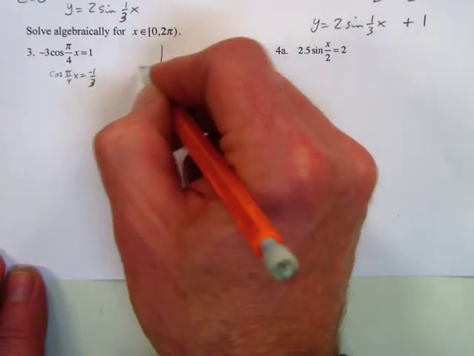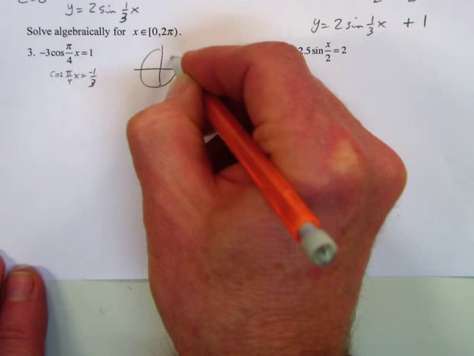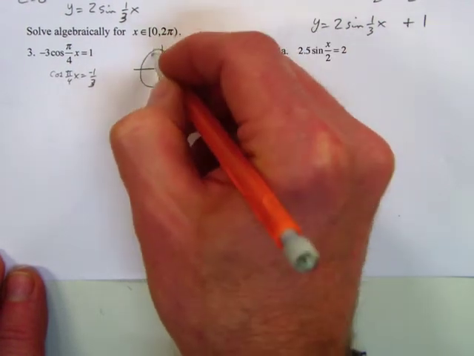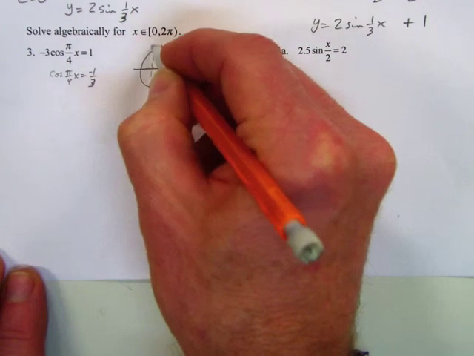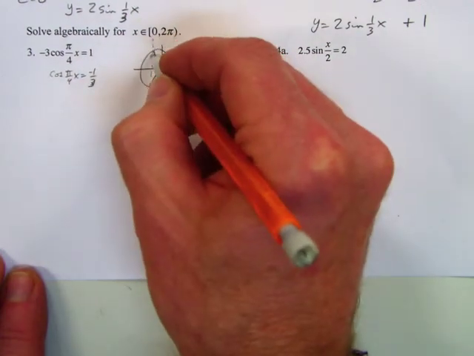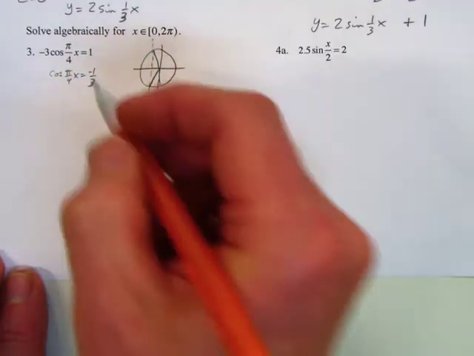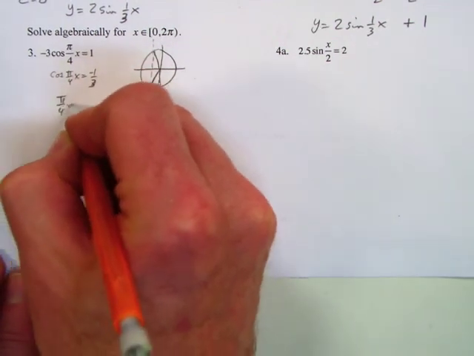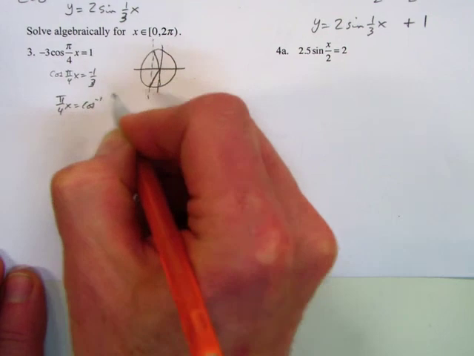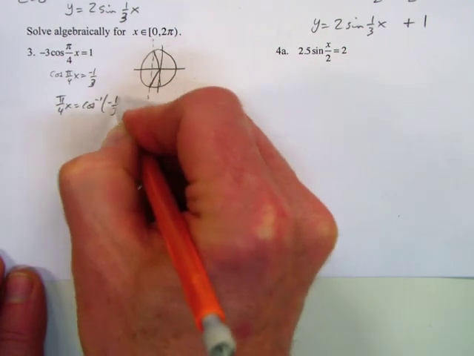We're still going to use a unit circle because we want to see how many solutions there are here, and we can see that there are 2 here. Remember, cosine is x, so x equals negative 1/3. Now we solve for this, so pi over 4x equals the arc cosine of negative 1/3.